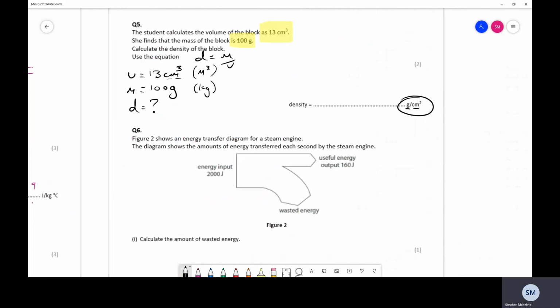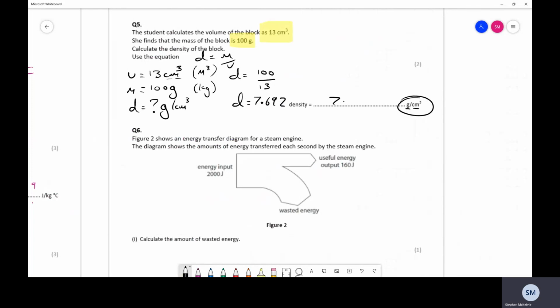The density is equal to, I don't know how many, grams per centimeter cubed. So I've written my equation. I should write the density is equal to 100 divided by 13. Density is equal to 7.692.